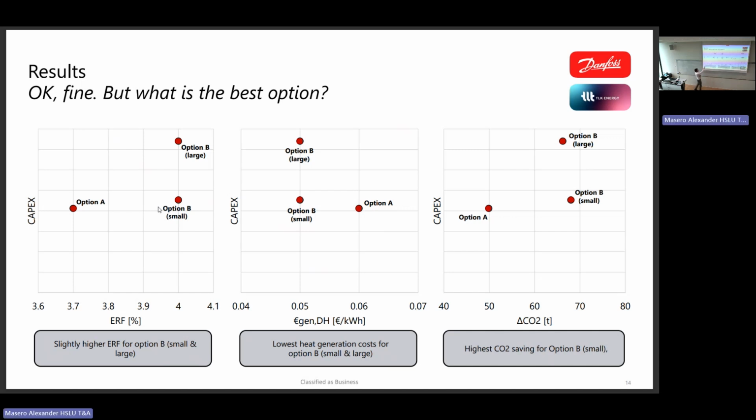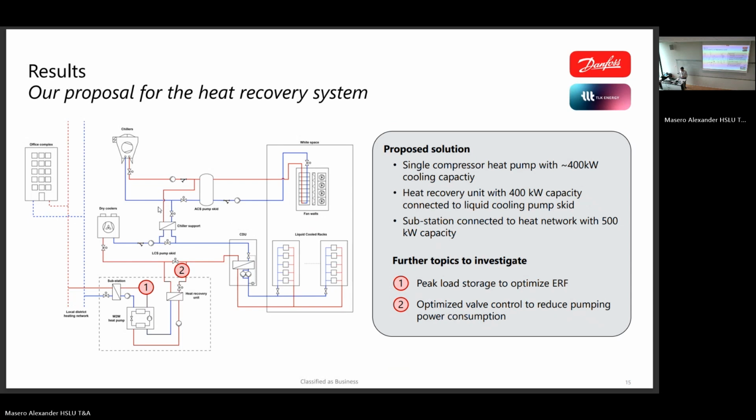If we now compare option A and option B small with the one compressor in the heat pump, we see that we are able to recover slightly more of the data center's energy consumption with option B. We can produce our district heat a little bit cheaper, and we're saving more CO2. So unsurprisingly, our proposal would be that we realize it like this.